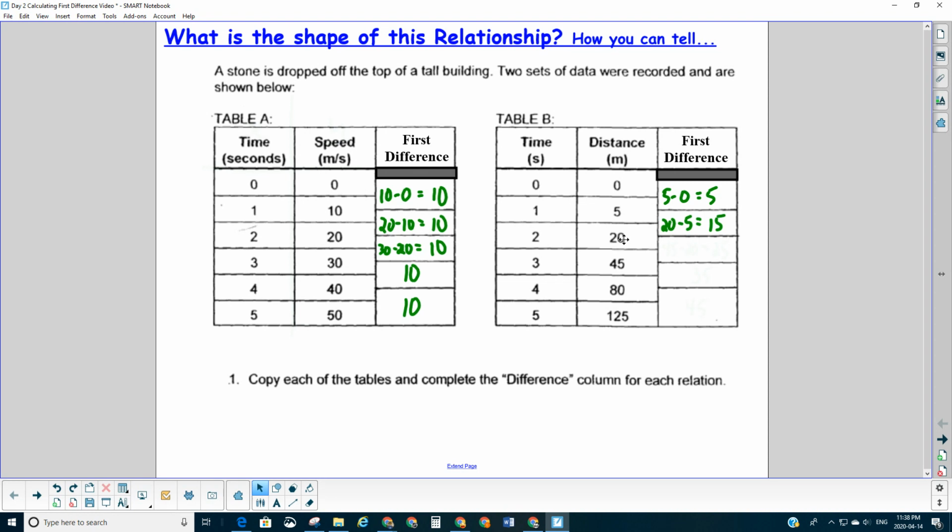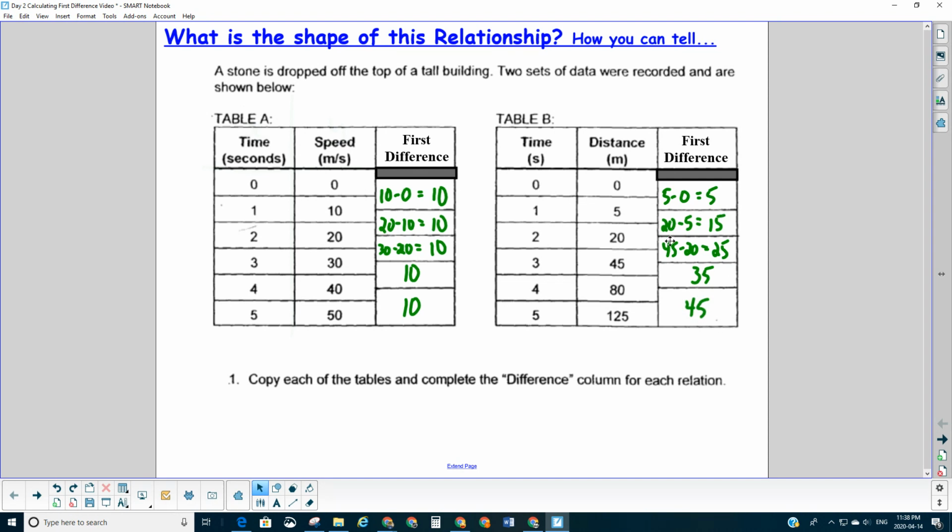That 15 is coming again from where you are now, which is 20 meters, minus where you were at the start, and it was 5. And so 20 minus 5 is 15. So the change from here to here is 15. Again, we don't have to necessarily write this out every time, but the jump from 20 to 45, I think you can see, is 25. The jump from 45 to 80 is 35. And then the jump from 80 to 125 is 45.